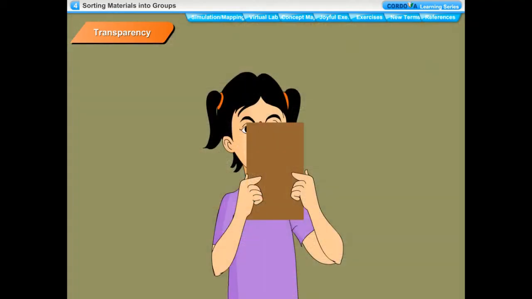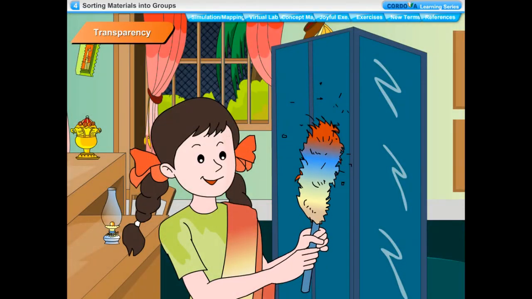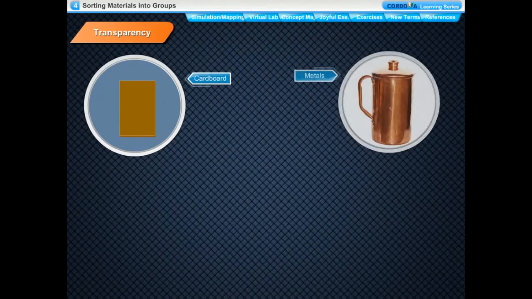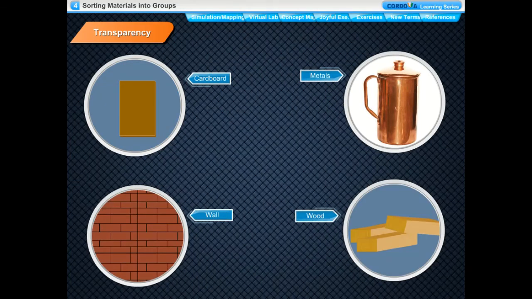Thus, materials through which we cannot see objects clearly are called opaque materials. And this property of the materials is called opaqueness. We keep our things in closed iron almirahs so that they cannot be seen. Cardboard, metals, wall, and wood are some examples of opaque objects.